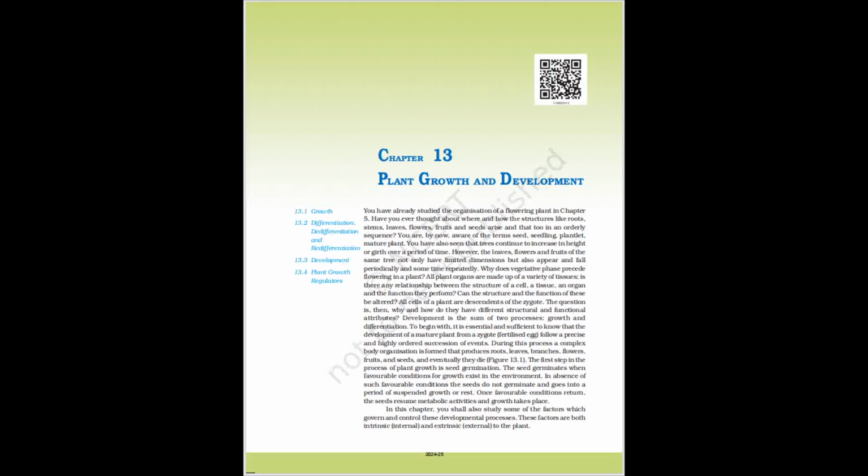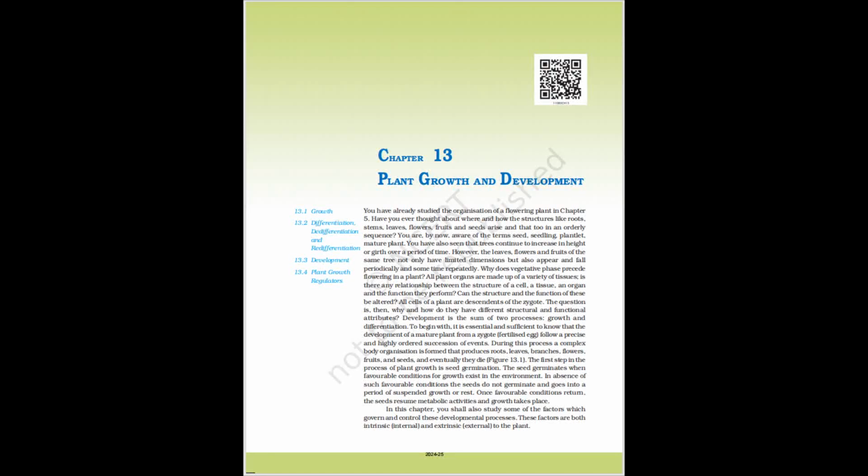The PGRs can be broadly divided into two groups based on their functions in a living plant body. One group of PGRs are involved in growth-promoting activities, such as cell division, cell enlargement, pattern formation, tropic growth, flowering, fruiting, and seed formation. These are also called plant growth promoters, for example, auxins, gibberellins, and cytokinins.